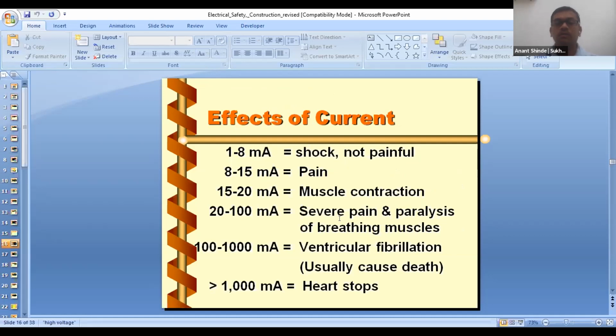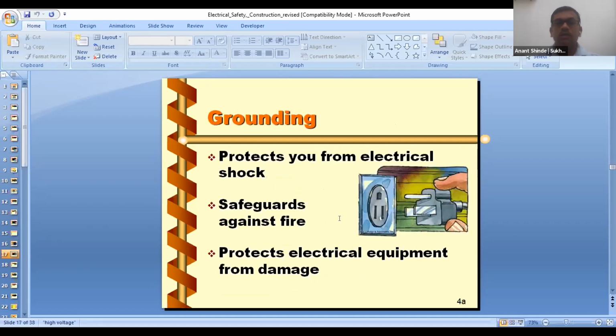Effect of the current: 1 to 8 milliamperes is a shock, not painful. 8 to 15 milliamperes is pain. 15 to 20 milliamperes is muscular constriction. 20 to 100 milliamperes is severe pain and paralysis of breathing muscles. 100 to 1000 milliamperes is ventricular fibrillation, usually the cause of death. Greater than 1000 milliamperes is heart stop. It's grounding.